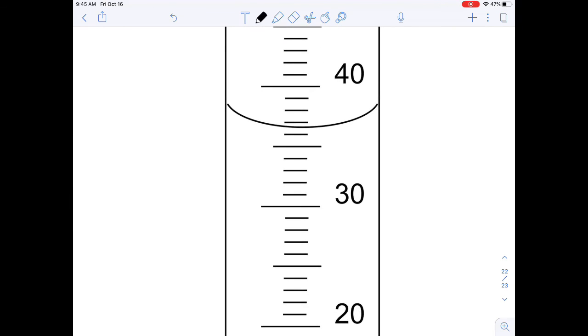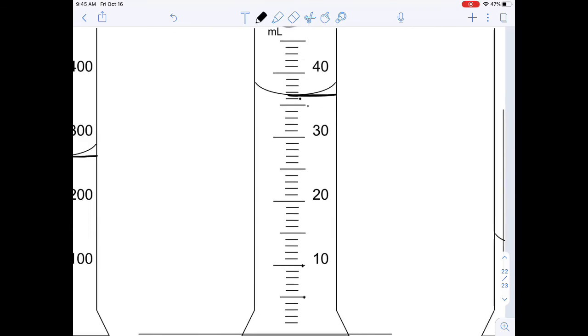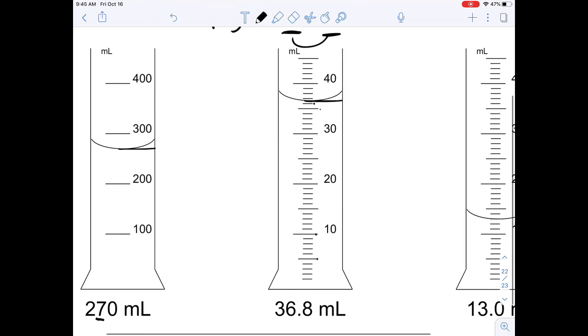All right, so again, we're going to go to the bottom part of the meniscus, and that's where I'm going to be making my measurement. So again, we know that this is 35, 36, and I should have an estimated digit. So maybe like 36.4, 36.5. Here they wrote 36.8. That's fine. Again, underlined number is the estimated digit.